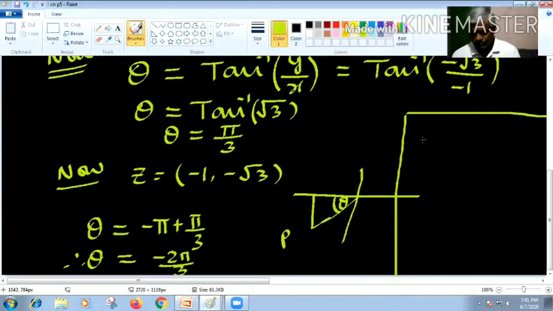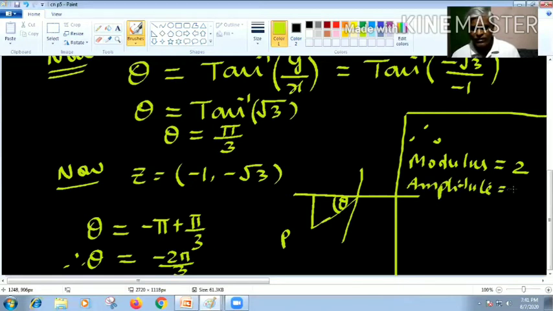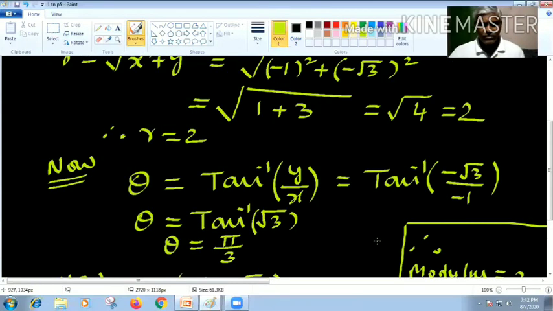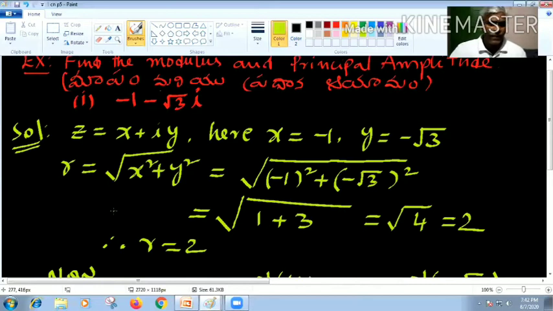Now therefore the modulus is equal to 2 and amplitude is minus 2 pi by 3. So this is how we find modulus and amplitude of any given complex number.